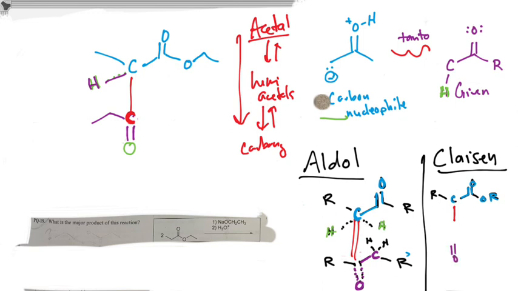Here's my carbonyl, CR, OR. In the Claisen, I form the new bond here. I get rid of that alpha hydrogen, and I get rid of the OR. Okay? That should look very similar to the aldol, and that's because it is.